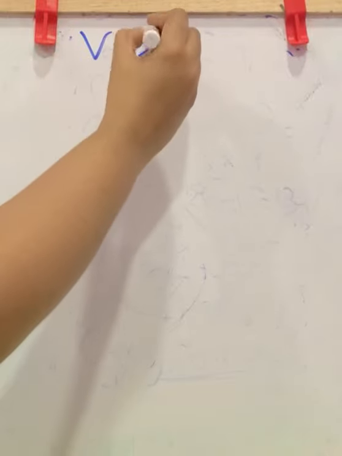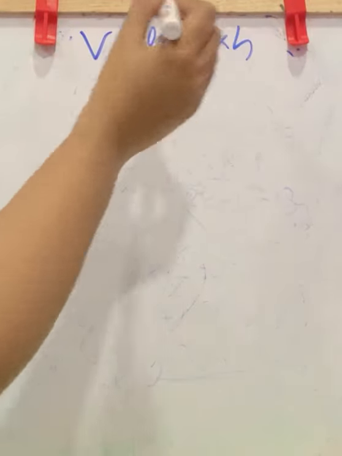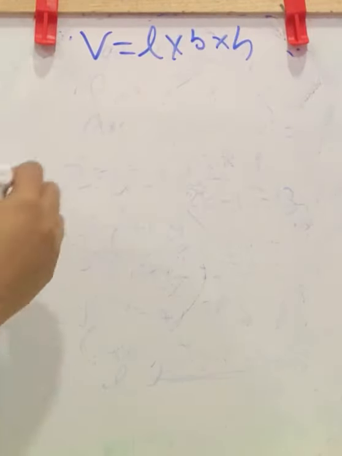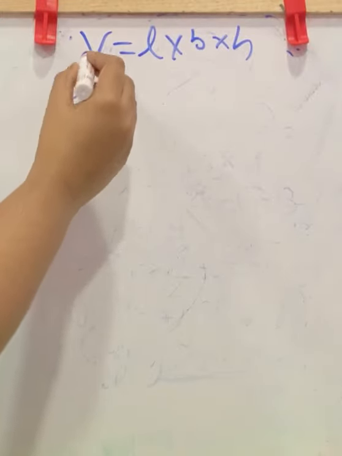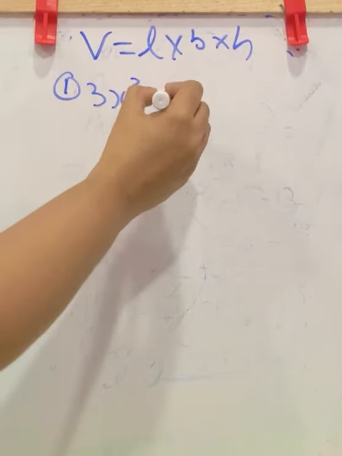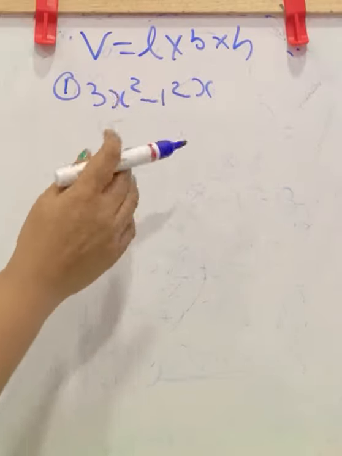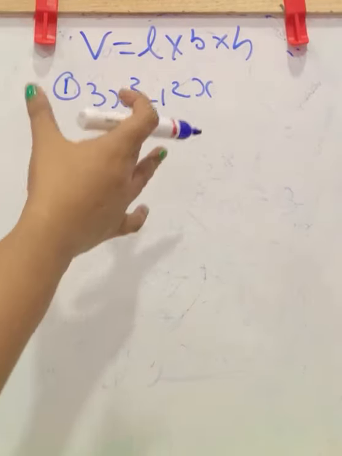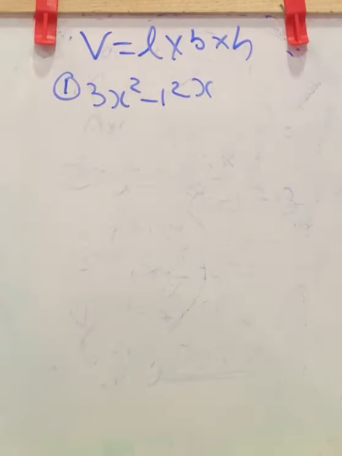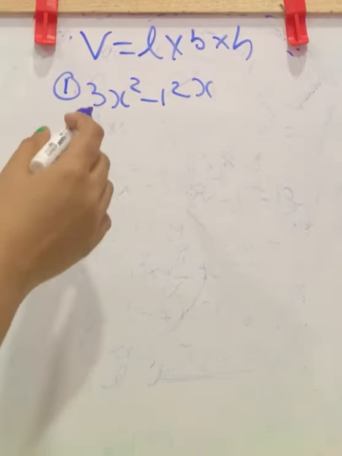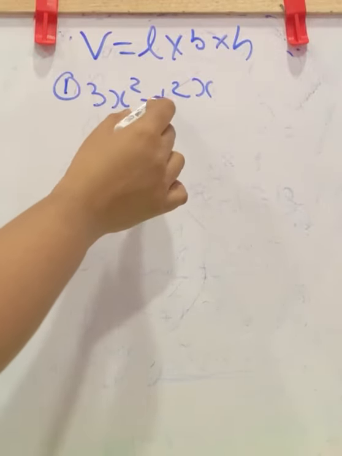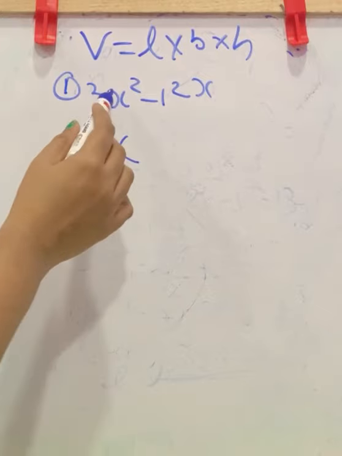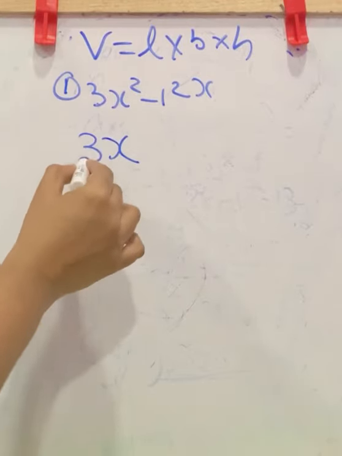Actually, volume means length into breadth into height. Volumes are given, that is length into breadth into height. Three factors will be there. First question, the volume is given as 3x square minus 12x. Here you want to find the product of three numbers. So from this, we can take the common factors outside first. In 3x square and 12x, x is a common factor. In 3 and 12, 3 is a common factor.